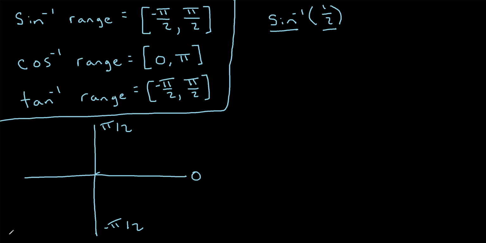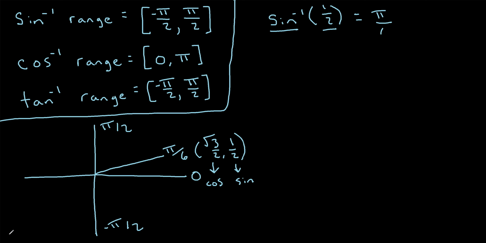Well, if you have memorized some of your important angles on the unit circle, you'll know that pi over 6 has the following coordinates: square root of 3 over 2 and 1/2. Now remember, the x-coordinate corresponds to cosine, while the y-coordinate corresponds to sine. So pi over 6 does have a sine value of 1/2. So that will be our answer.